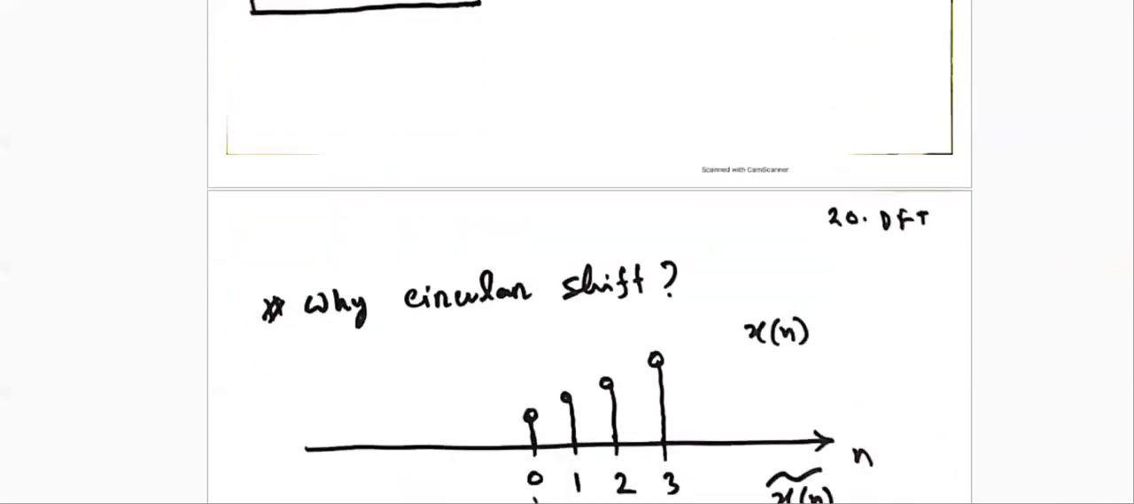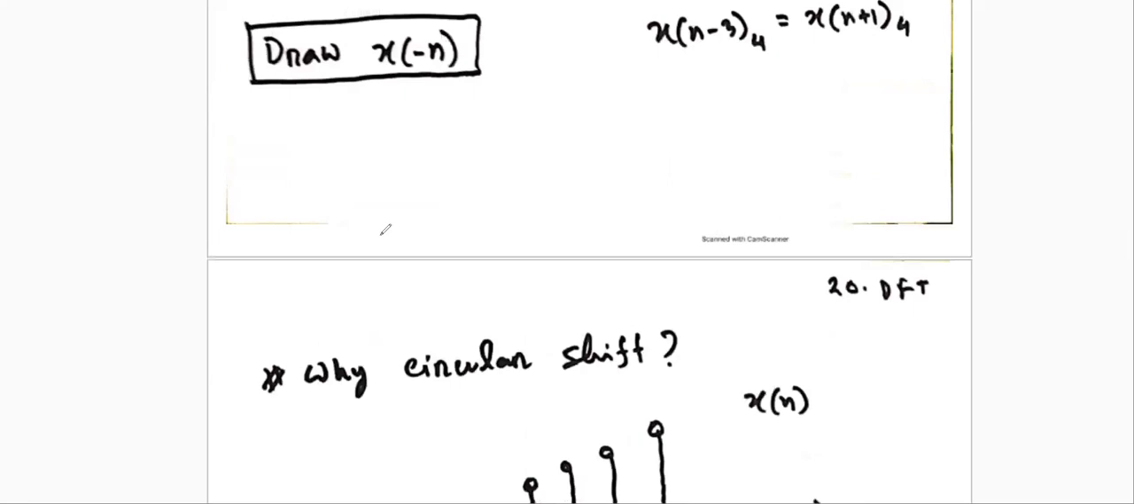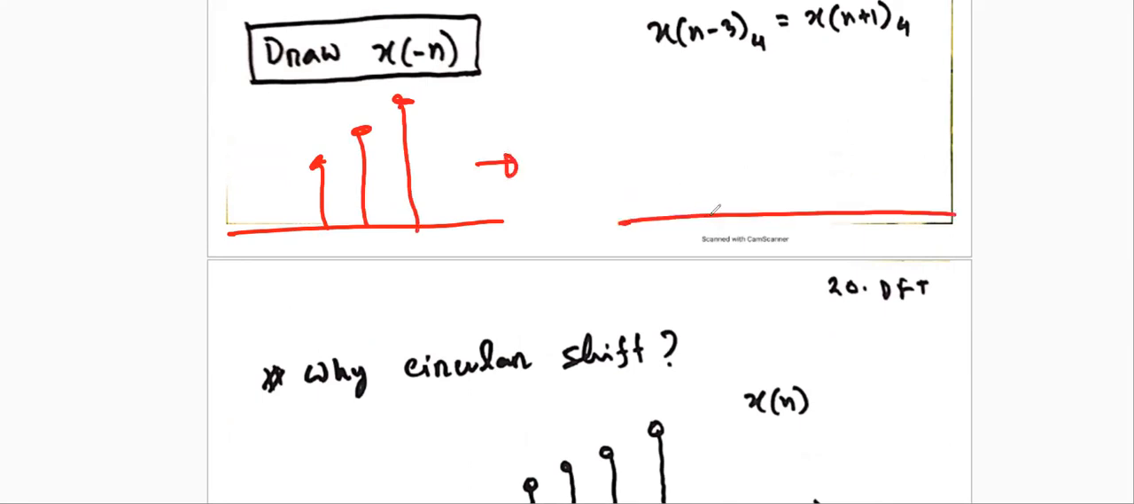Now the question is, why does the circular shifting actually give us the proper or actual result? What is the logic behind that? The question might be asked in that way. If I have a signal like this, if I shift right, then what happens? Then 0.